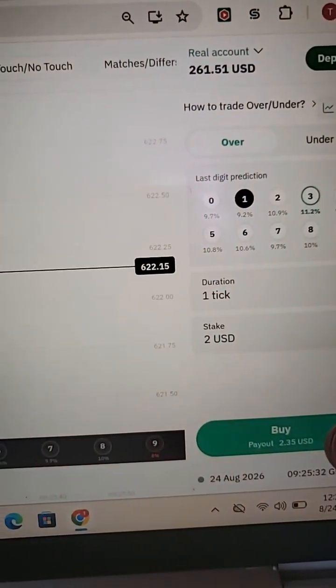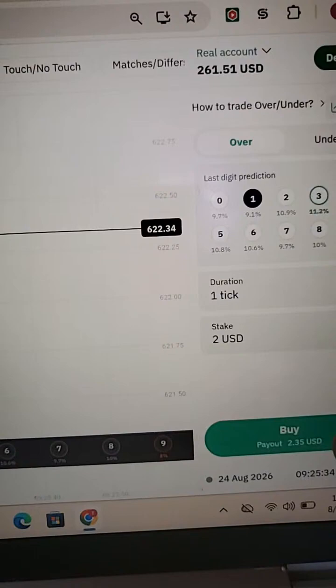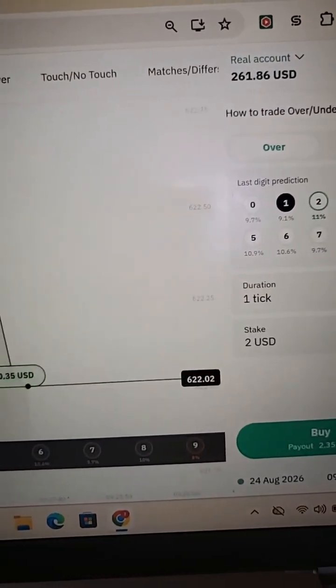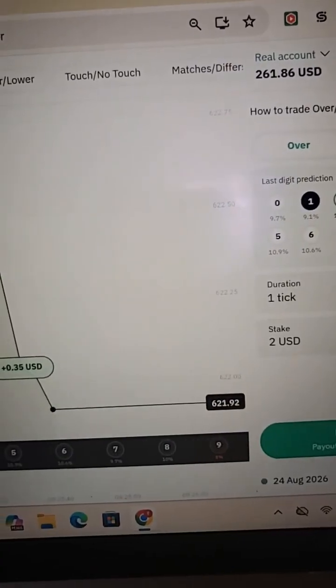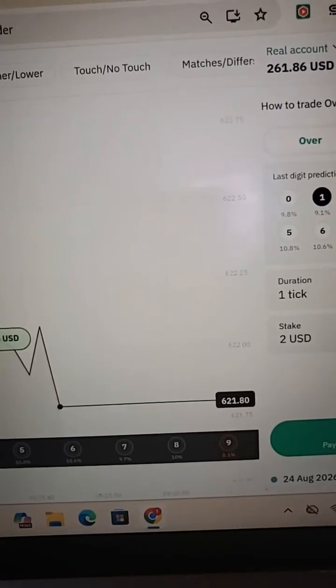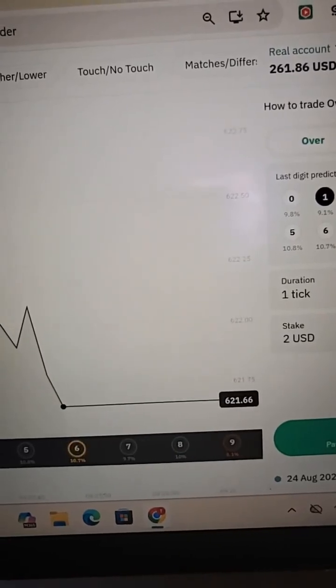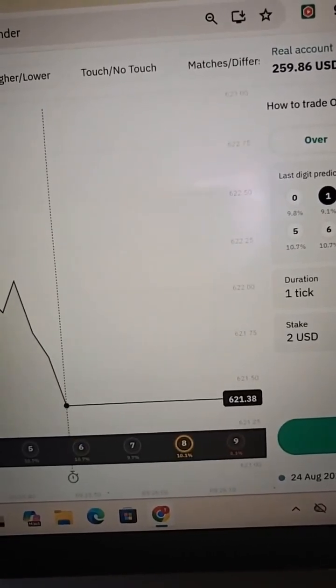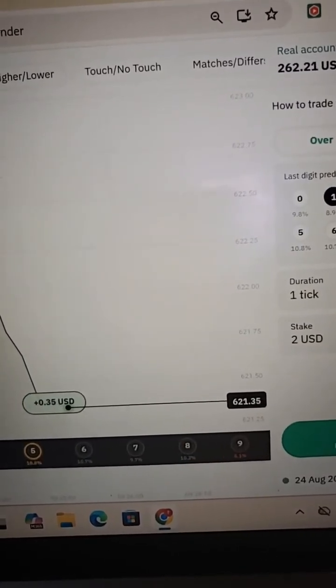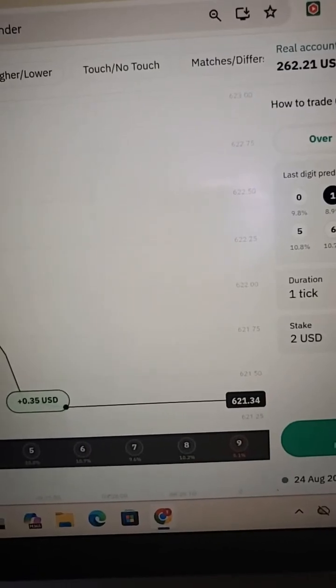5, 0, 4. Yes, very good. Now you have started understanding how it should be going. You see, it's a win. So you start going. That is how you should keep practicing. 0, 6, enter. You should not waste that, because anything can happen there. So win, you proceed. And that is how you trade over 1 precisely.